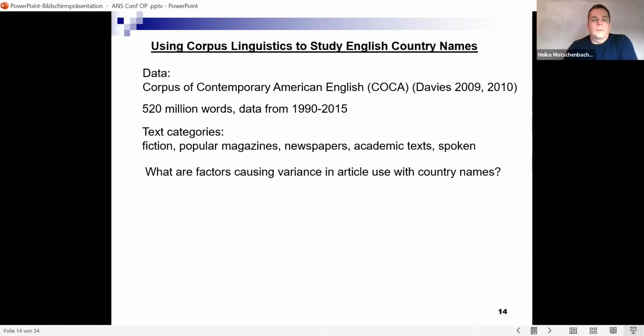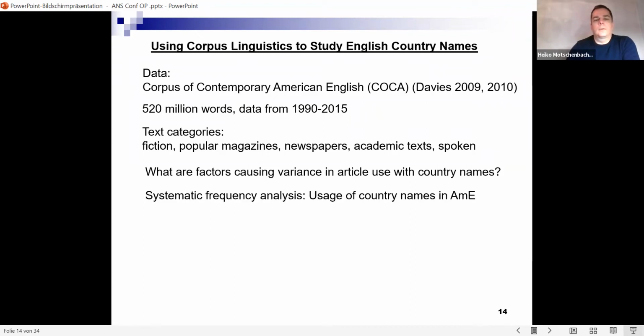So my research interest was in what are the factors that cause variance in article use with the country names. So I'm conducting a systematic frequency analysis of the usage patterns of country names in American English.